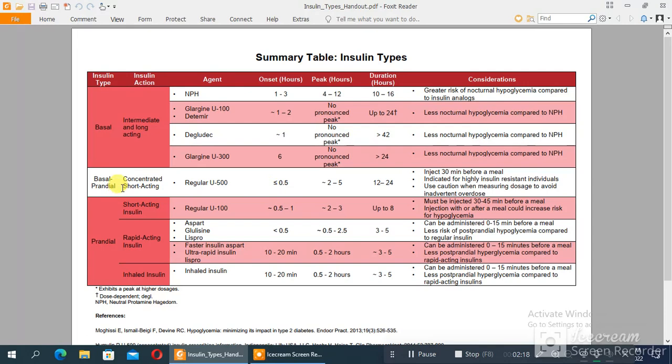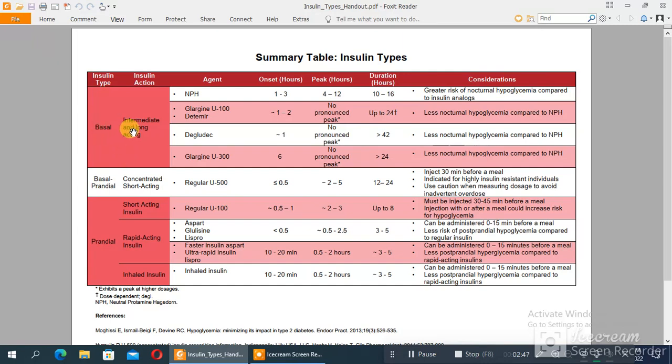And then the third category is basal prandial. That is actually a mixed insulin, part basal insulin and part prandial insulin. In the prandial category we have short acting insulins, rapid acting insulins, and inhaled insulins. So let's come and discuss each category in detail.